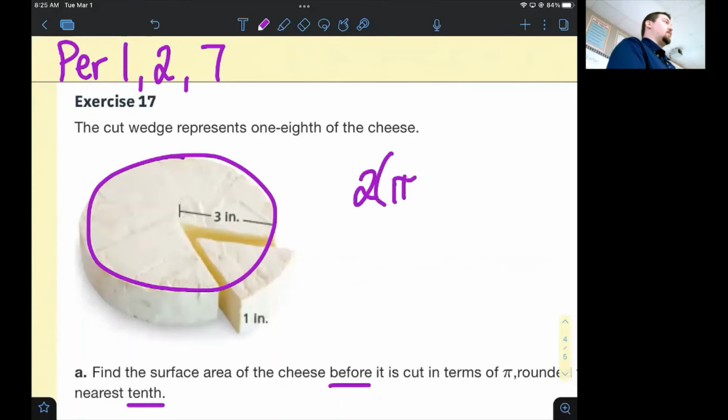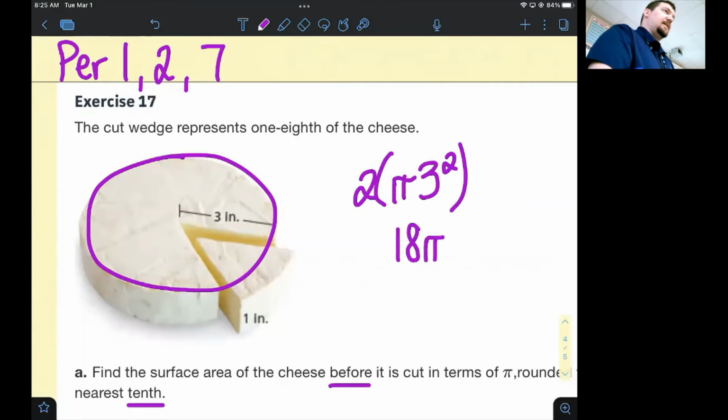What's the radius of the circle? What is it? 3? All right. What's 3 squared? 9 times 2? The area of both of our circles is 18 pi. We're just going to leave it as 18 pi. We're not going to multiply it out just yet.